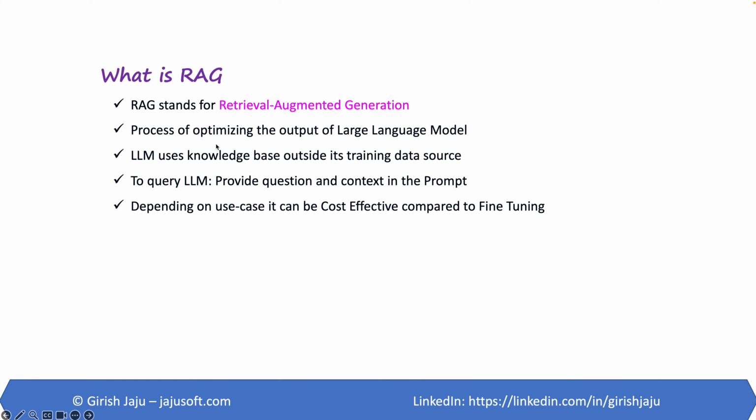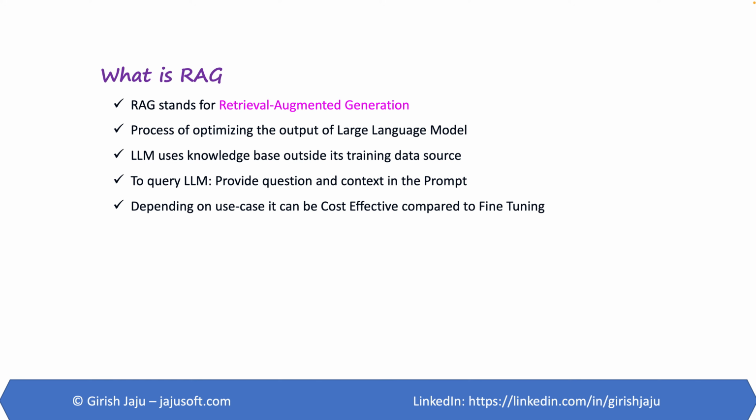I want to quickly touch base on the RAG. RAG is basically retrieval augmented generation. As we have seen, whichever LLM you use, when it was trained, it did not have, let's say, the latest data, or it did not have your organization's contextual data.